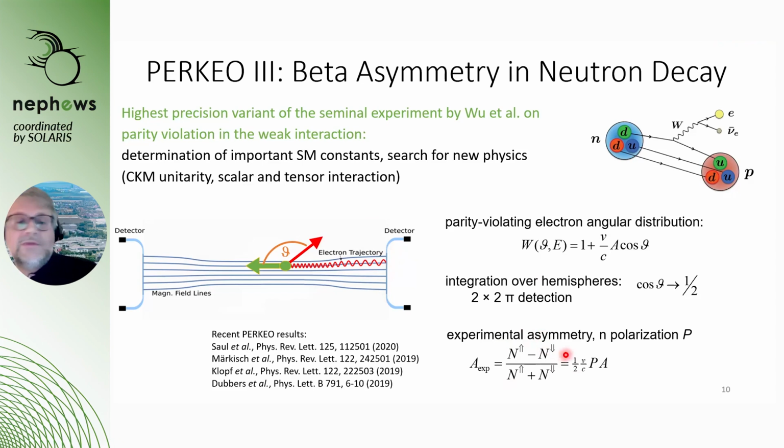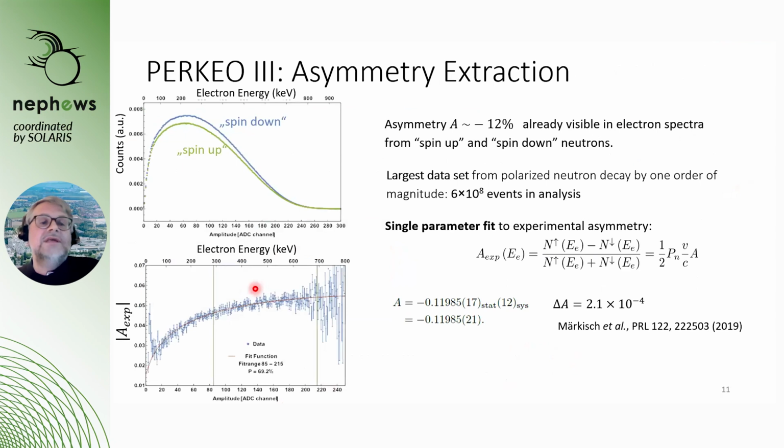And this is our observable, a very simple measurement. Of course, there's a lot of systematic pitfalls, but it's very easily explained. And then you can see the asymmetry in the signal straight away in spin up and spin down, and the experimental asymmetry is then our observable. And this is a 10 to minus 4 measurement with the largest data set obtained there by an order of magnitude or so.